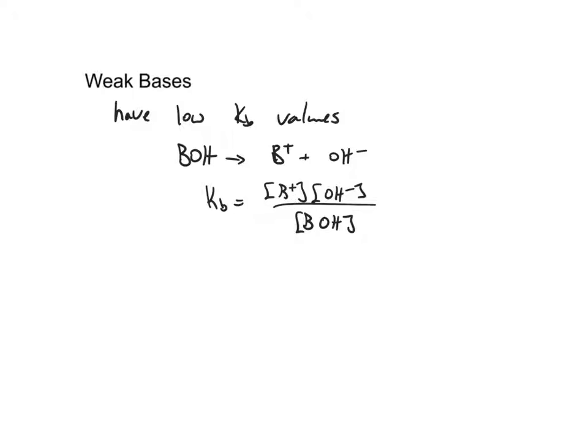Now, there are two types of weak bases that I'm going to talk about, and one of them is called an amine. An amine is a molecule, usually attached to the end of a larger molecule, that has a nitrogen with a pair of electrons on it. And sometimes it's quite possible that it's a nitrogen with 2 pairs of electrons on the end of it.